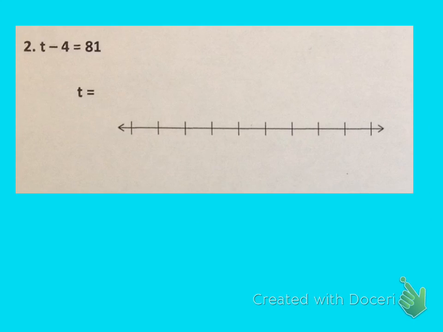t minus 4 equals 81. I want you to do this one on your own, and then you can press play again to check. So pause the video, solve the problem, and once you are confident in your answer, press play to check.